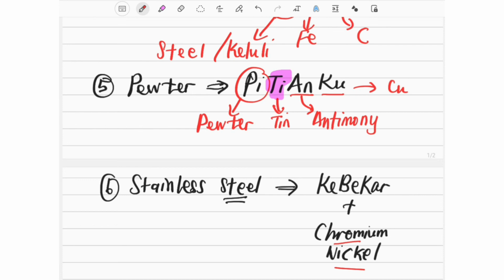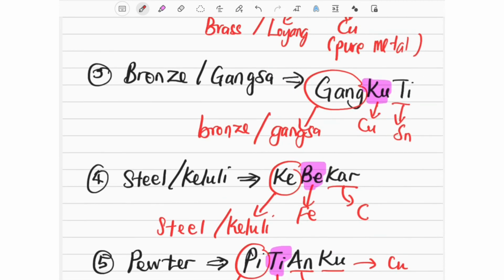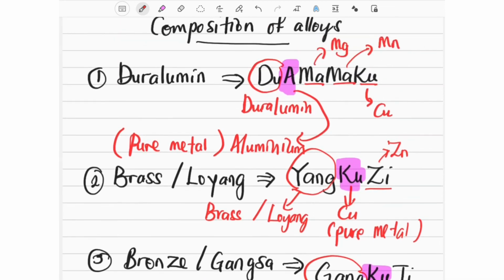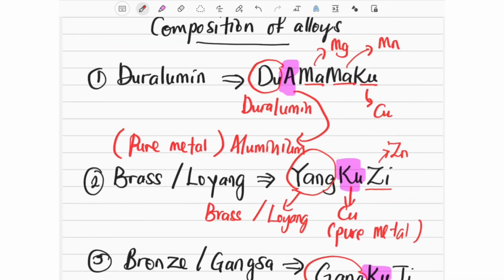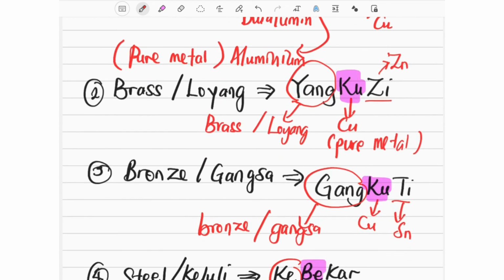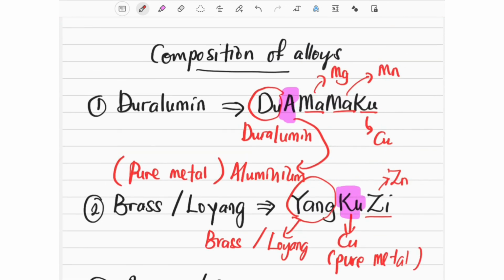You cannot memorize the percentage, but you know the composition, which one is the pure metal and which one is the foreign atom. Okay, pink color is the pure metal. Pure metals here maksudnya atom tu paling banyak lah, dia punya percentage paling banyak. Yang lain-lain tu foreign atoms, maksudnya atom-atom tambahan yang lain yang menjadikan dia alloy. Okay, that's it. Awak kena hafal yang ini.